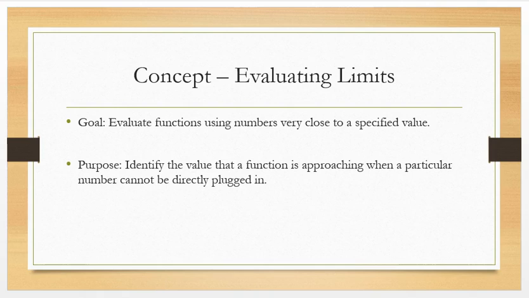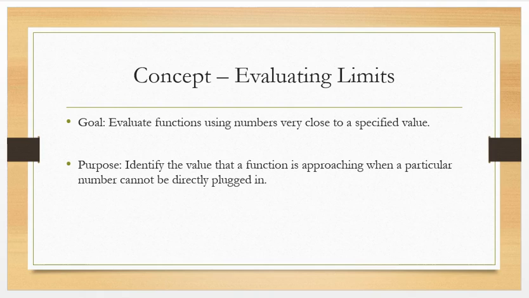So the concept of what a limit is very important. The goal here of what we're doing is we're evaluating functions using numbers very close to a specific value. So in an example question, you'll be asked to do something with the limit as x approaches 2. But what we're actually going to look at is numbers very close to 2, like 1.9, 1.99, and even numbers like 1.999999. The closer you get to the number, the more exact you can be with your prediction of what happens when x equals 2.